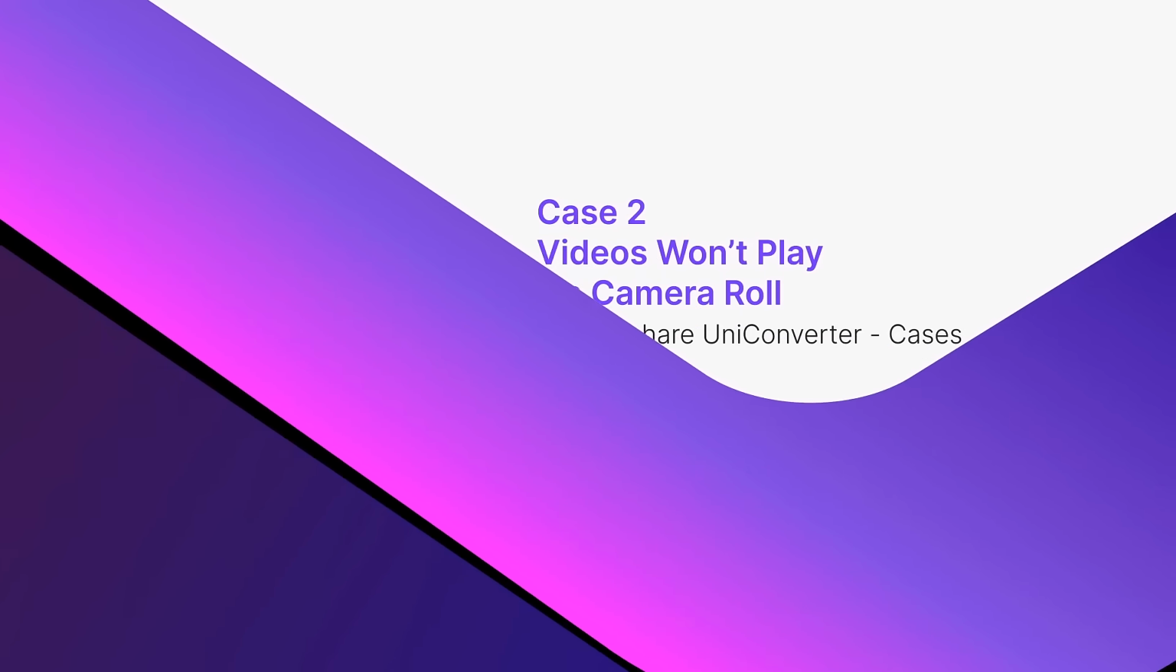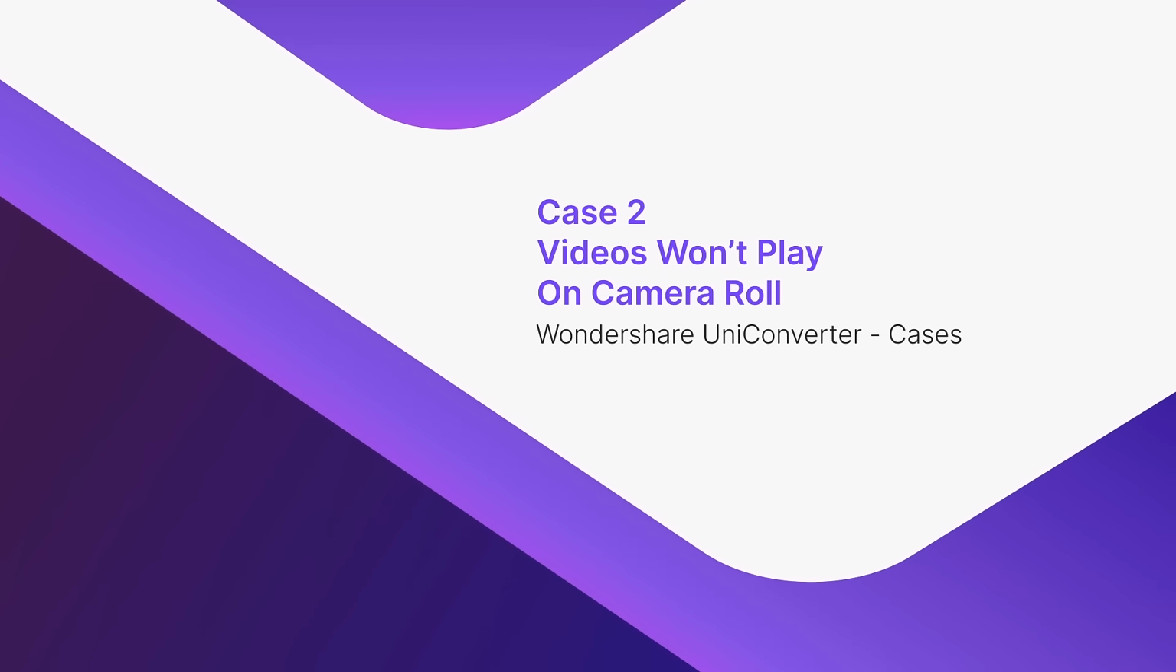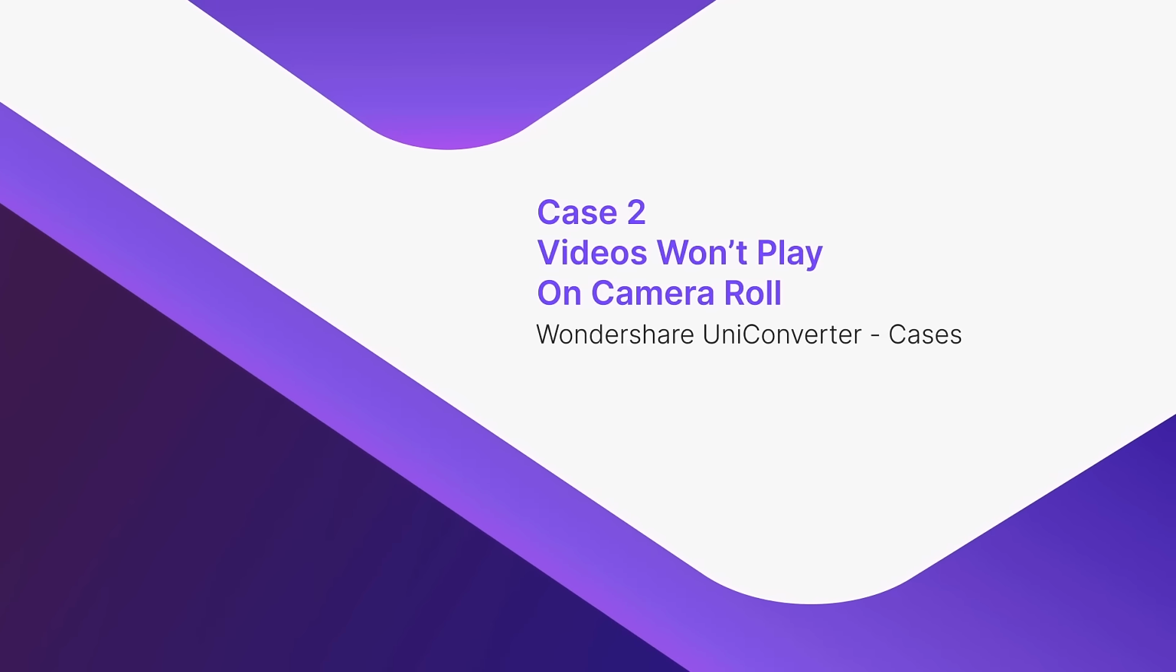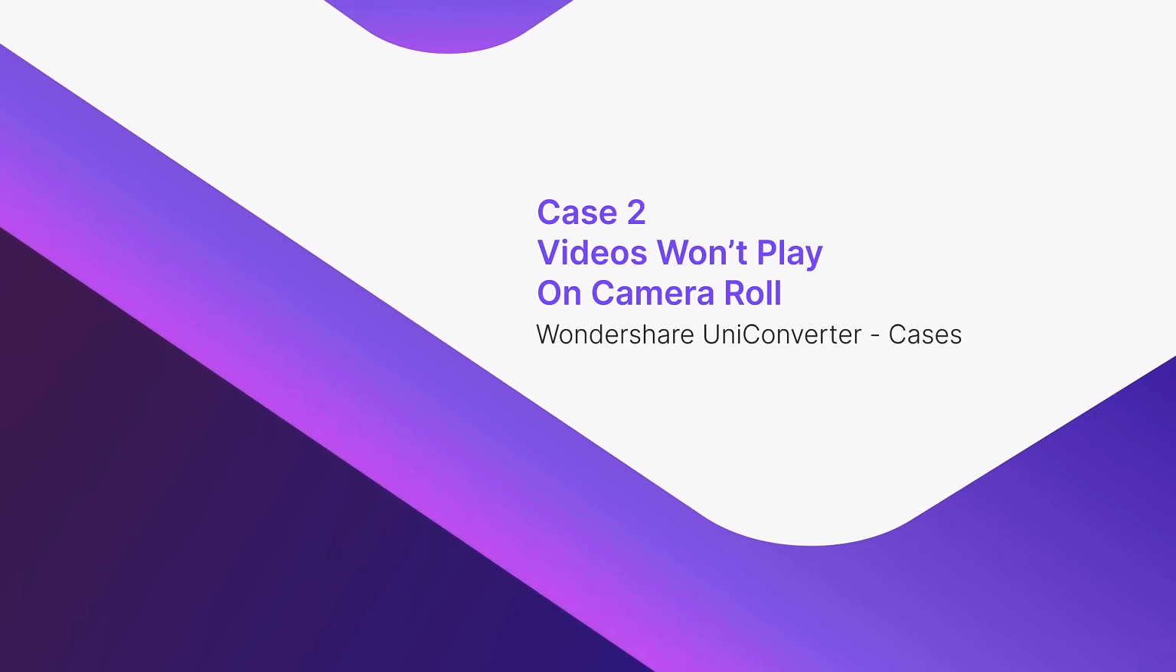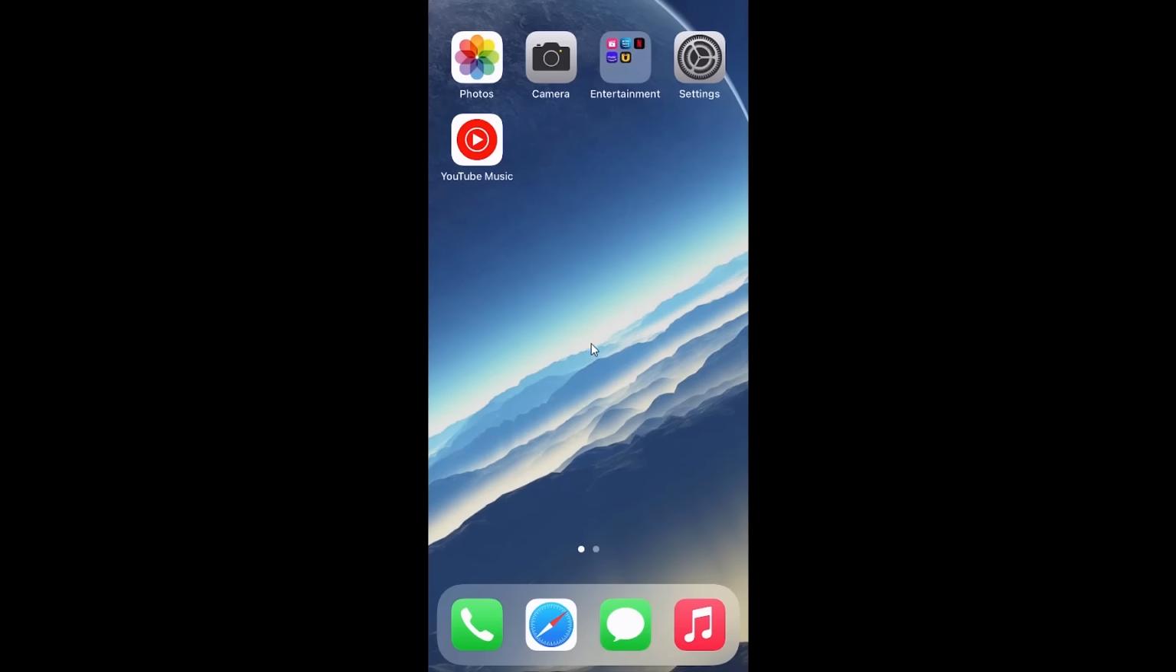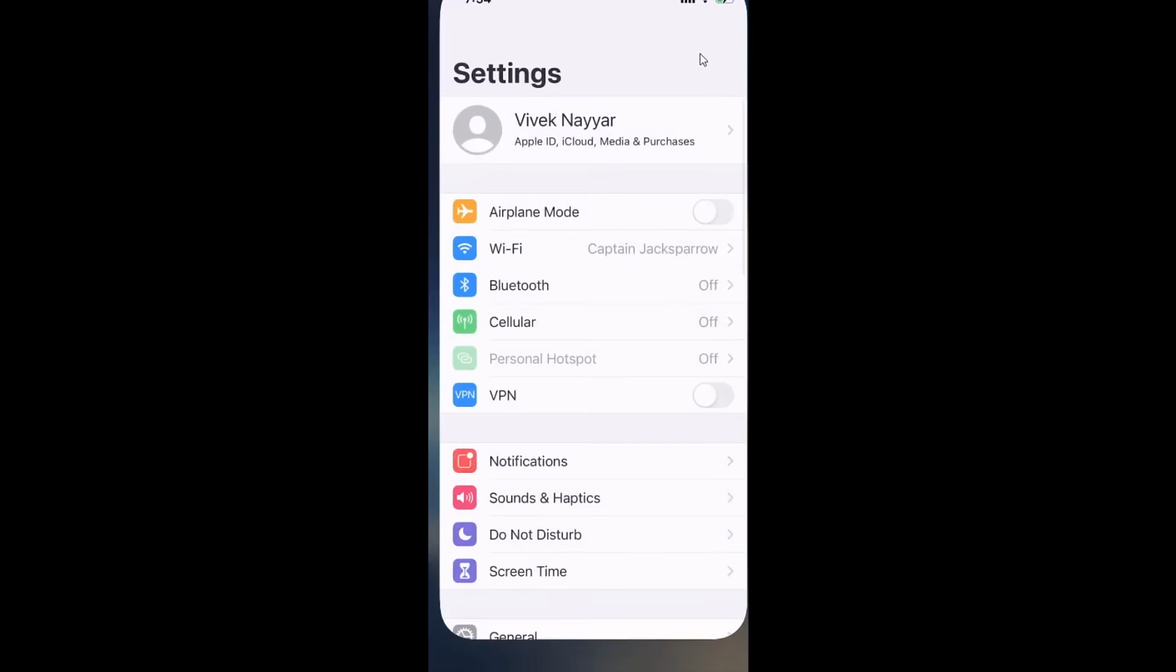Case 2. If the videos won't play on camera roll. Solution 1. In most times, restarting your iPhone can fix the issue. This is a simple process and doesn't take much time either.